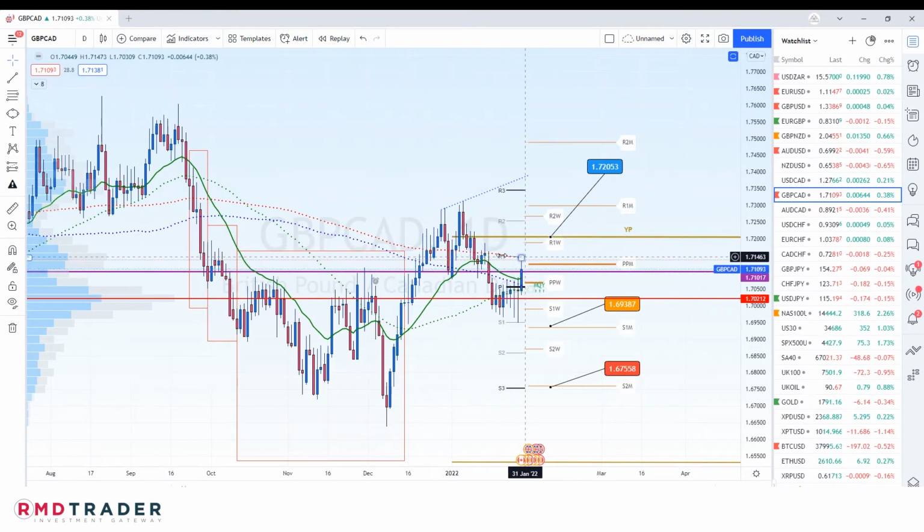But just back to GBPCAD, at this stage I think we are rejecting, and this is just based on Friday's price action, I think we are rejecting this daily 200 SMA, which is also the new monthly pivot. And if we do continue to reject this price level, support would be at 1.693, that is the monthly S1.